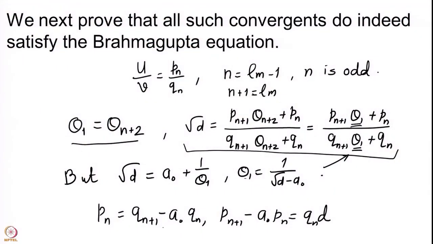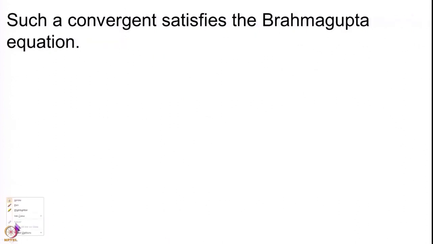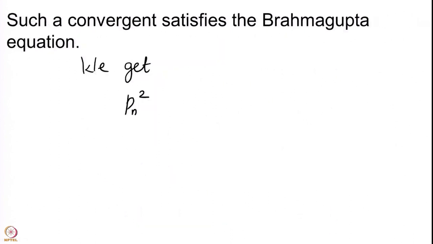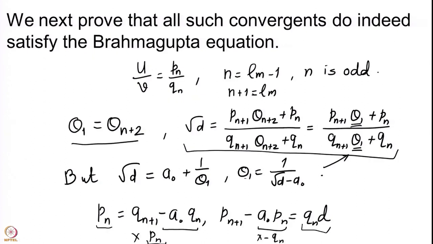We try to eliminate the a0 from these equations. So, you can eliminate a0 by multiplying this equation by pn and multiplying this equation by qn, but let us say with a negative sign. So, if you do that, we get here pn into pn, p n square, and to this side we are going to multiply by minus q n. So, minus q n square d, we will have this q n plus 1 p n minus p n plus 1 q n.